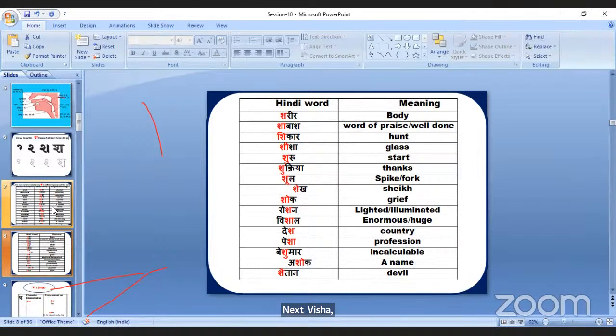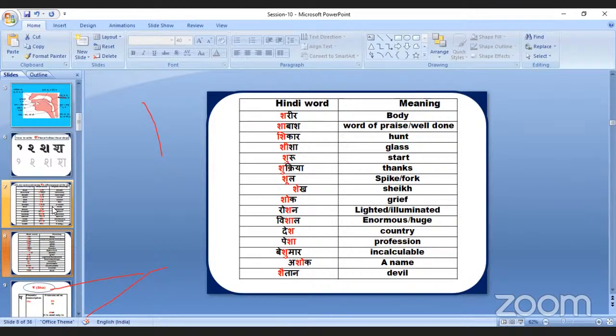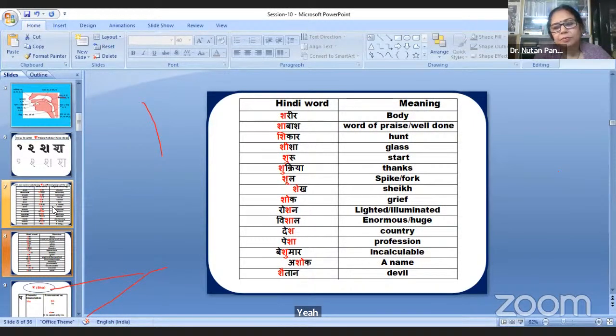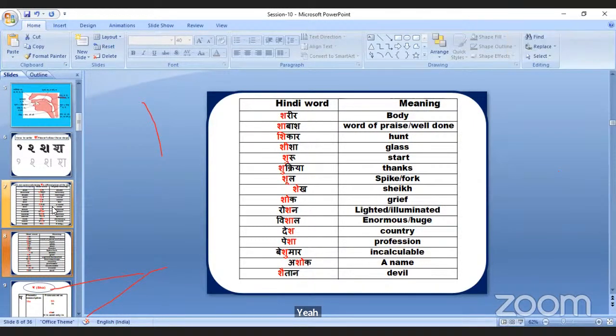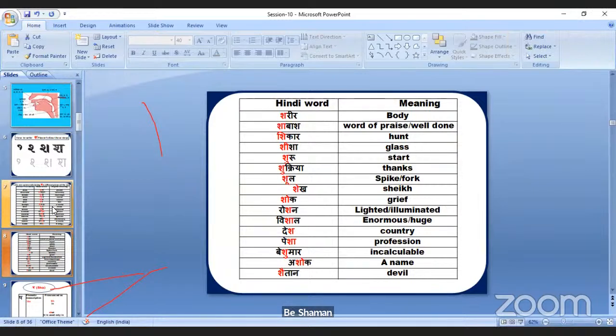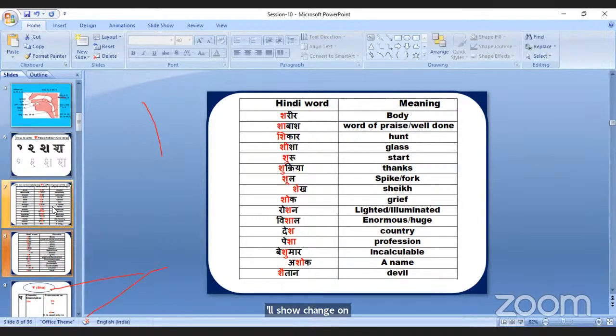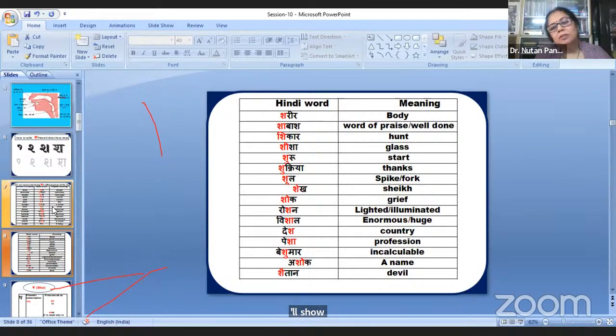Desh. देश. भारत मेरा देश है. Desh means country. Pesha. पेशा. Pesha means profession. Peshawar. Ashok. शैतान. Shaitan. Good.